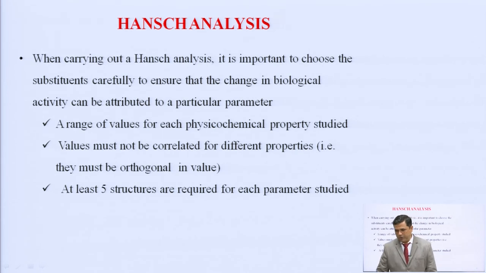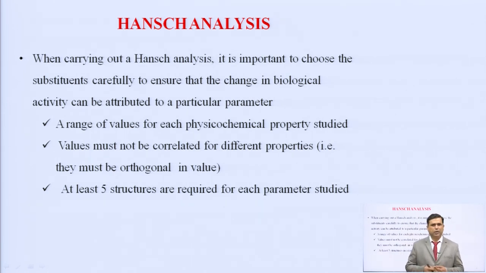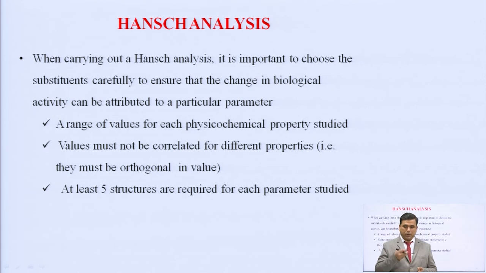Here the range of values of each physicochemical property is studied. We have to make a thorough study about the parameters and the substituents that we are using, and the correlation with the biological activity. Suppose I am taking hydrophobic values, less hydrophobic substituents or more hydrophobic substituents. What is the effect of these substituents on the particular molecule? The values must not be correlated with the different properties, that is, they must be orthogonal in values. At least 5 structures are required for each parameter study.